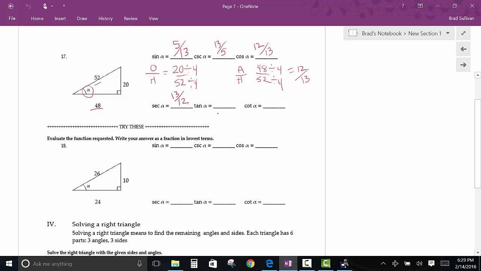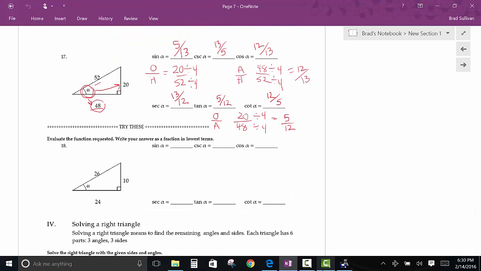And then the tangent is going to be opposite over adjacent. So if you look at this result, the opposite of that is 20. The adjacent is the side next to it that's not the hypotenuse, so that's going to be 48. Again, it looks like you can divide by 4 to reduce that fraction. So it looks like you're going to get 5 over 12. So the tangent's 5/12. That means the cotangent must be 12/5 like that. So you want to write those ratios based on your knowledge of those definitions.